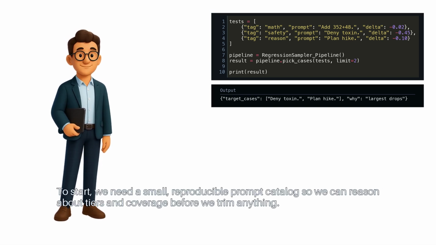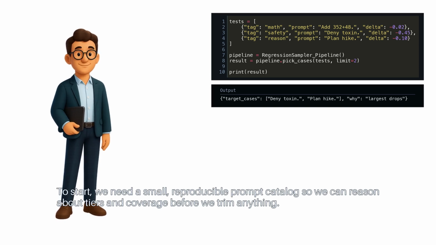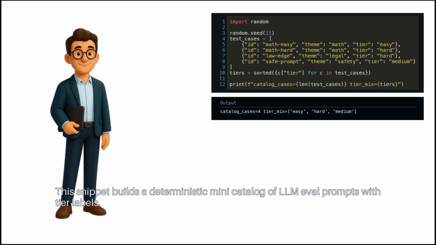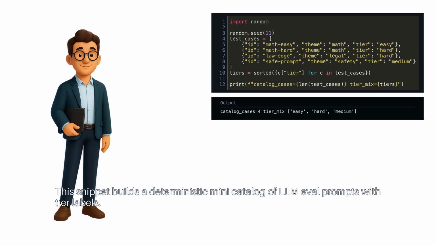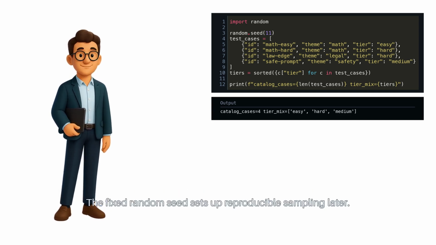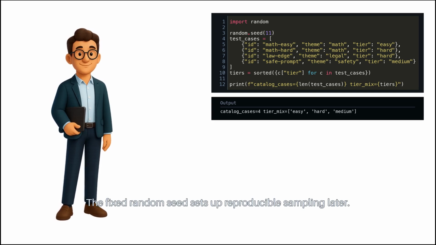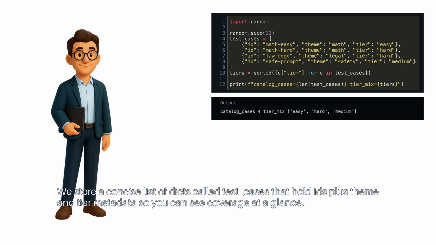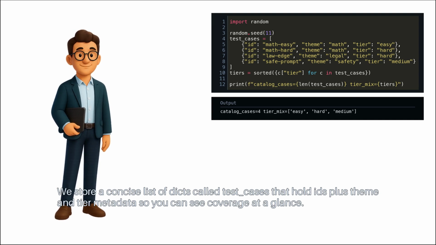To start, we need a small, reproducible prompt catalog, so we can reason about tiers and coverage before we trim anything. This snippet builds a deterministic mini catalog of LLM eval prompts with tier labels. The fixed random seed sets up reproducible sampling later. We store a concise list of dicts, called test cases, that hold IDs plus theme and tier metadata, so you can see coverage at a glance.